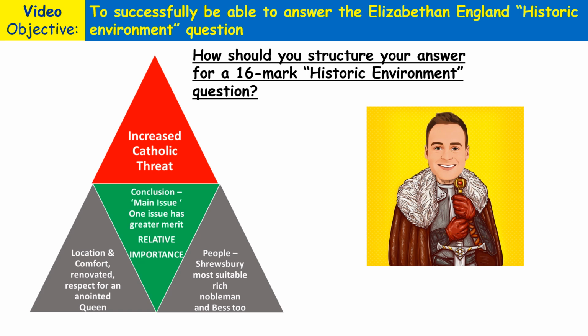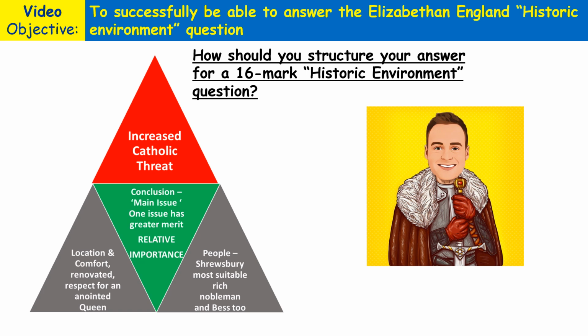So how do we go about structuring a 16-mark historic environment answer? Well, first of all, you don't need an introduction. As you can see on this hierarchy triangular shaped diagram on the screen now, there's no introduction here, but there are 3 triangles on the outer part of the shape, and they are our 3 factors.